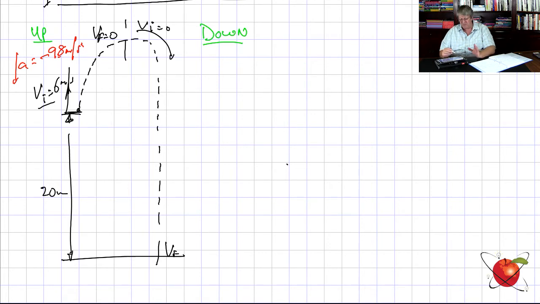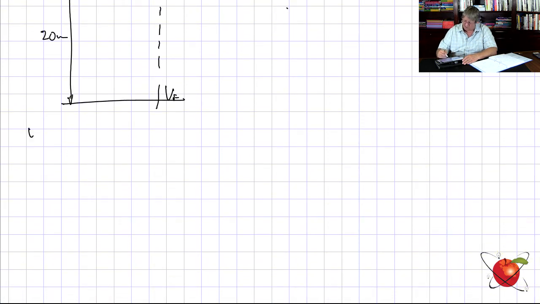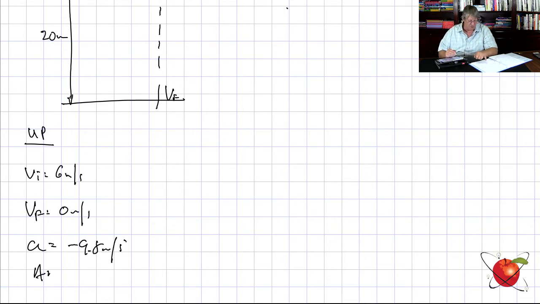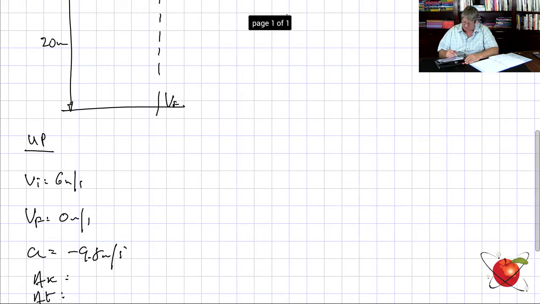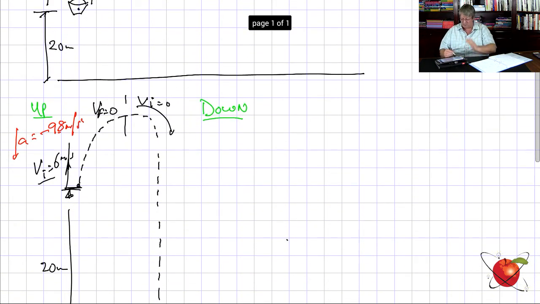So if we split it into two sections, let us have a look at the upside. V initial is equal to 6 meters per second. V final is 0 meters per second. Acceleration is minus 9.8 meters per second squared. Delta x is how far it goes up, and delta t is how long it takes to get there.